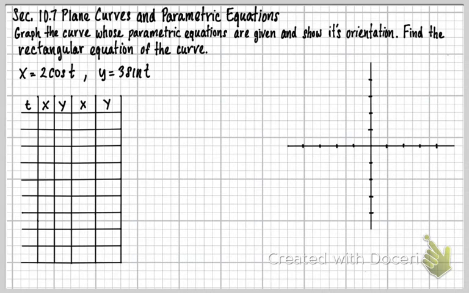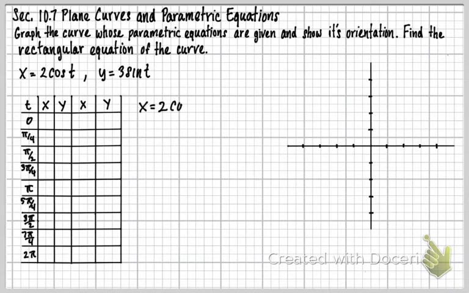So I'm going to plug in 0, and then the next one I'm going to pick is pi fourths. So I'm just going to go every pi fourths. So I'm going to finish this table. So there it is. Now I'm just going to do the first couple so you guys can get used to dealing with these trig functions again.